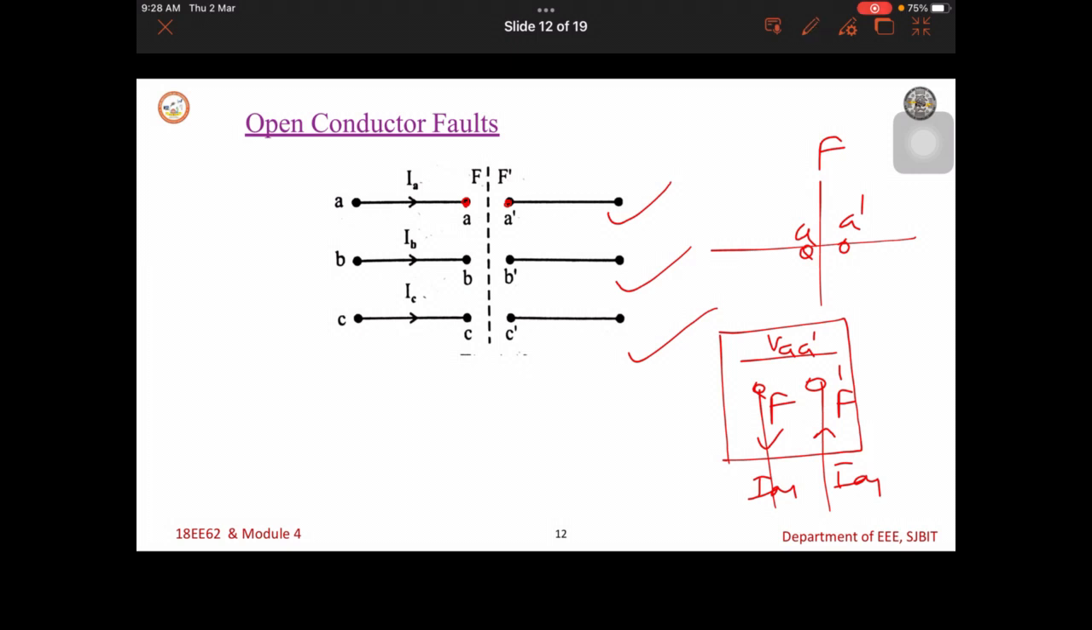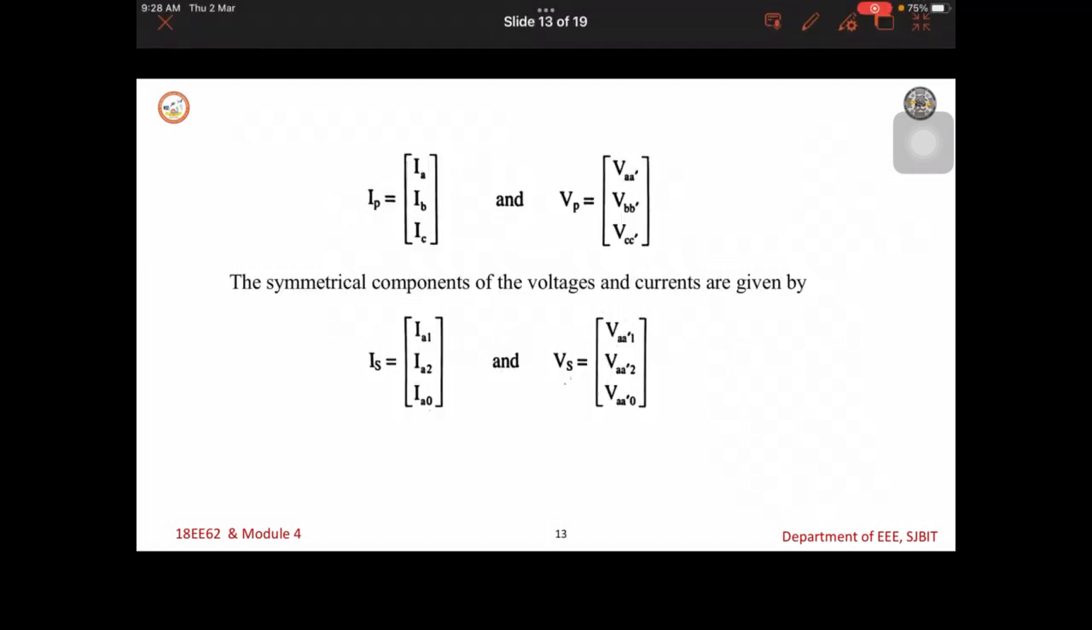Let us consider the phase voltages. How to write the phase voltages?